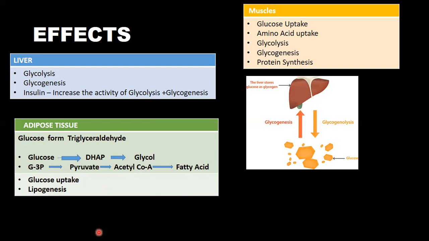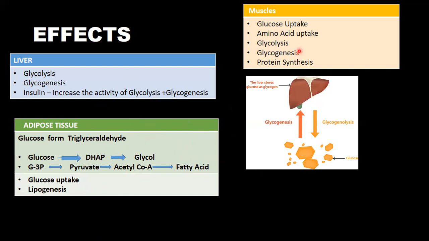When we talk about insulin, we say the process known as lipogenesis occurs, that is the synthesis of fatty acids. And when we talk about glucagon, there is lipolysis, that is the breakdown of fatty acids. So this is the difference.